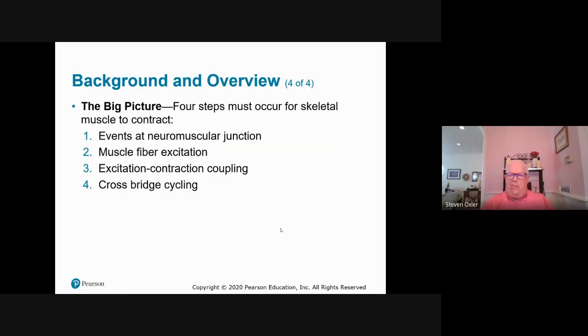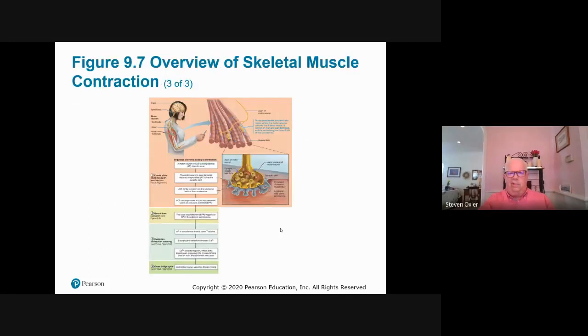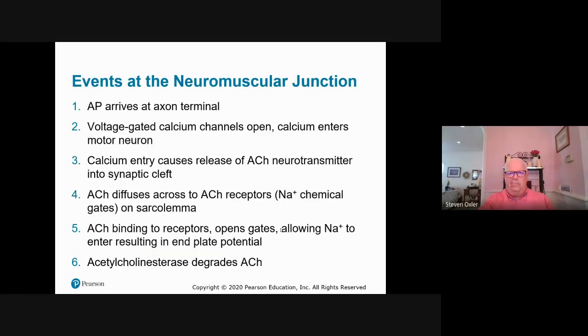Okay? So what really happens when you move your muscle, when your muscle contracts? Things happen at the neuromuscular junction. The muscle fiber is excited. There is an excitation, contraction, coupling, and there are cross bridges that are formed. Okay? So the action potential arrives at the axon terminal. We're still in the nerve.